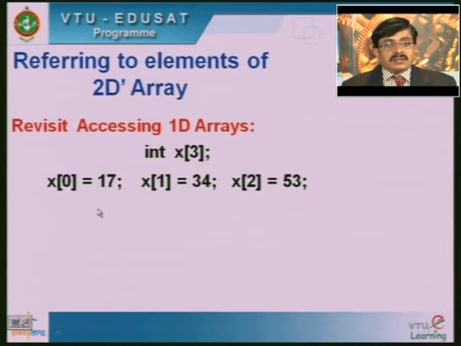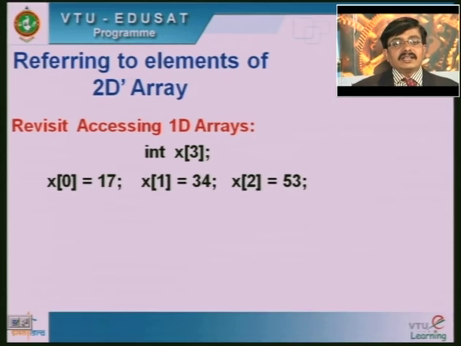Now look at the accessing of 1-dimensional array elements. If it is x of 3, we say x of 0 is 17, x of 1 is 34, x of 2 is 53. This is how we can access the individual elements of the array explicitly.